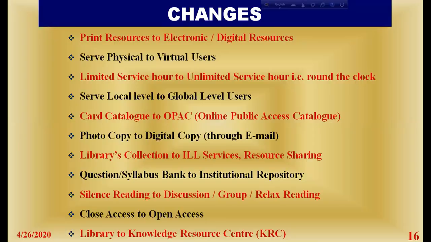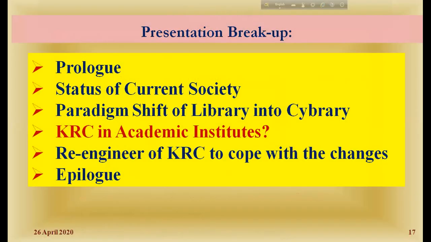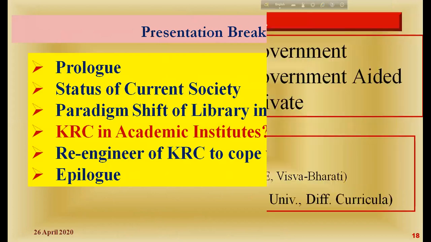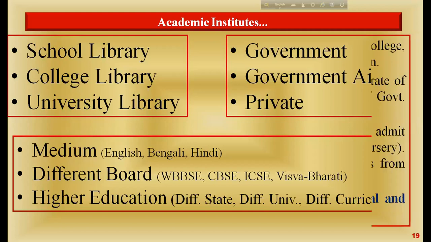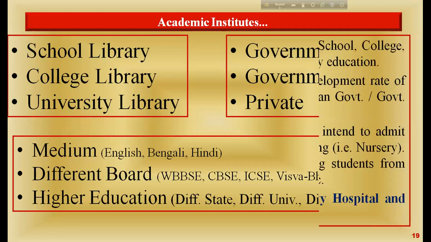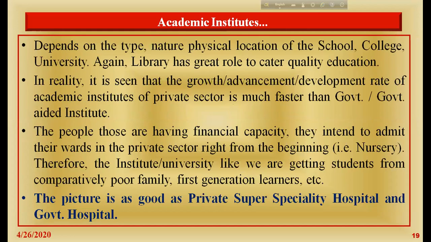And you see, what about the knowledge resource centers in academic institutes? By academic institute, we mean school library, college library, university library, like that. And it is, again, categorically by nature: government, government-aided, and private. And that can be, again, categorized by medium: English, Bengali, Hindi, and different boards, West Bengal Board of Secondary Education, Central Board of Secondary Education, ICSE, and Visva-Bharati, we have different boards. And in higher education, different states, different universities, different curricula, different patterns, and other things. So academic institutes basically depend on the type, nature, and physical location of the school or university.